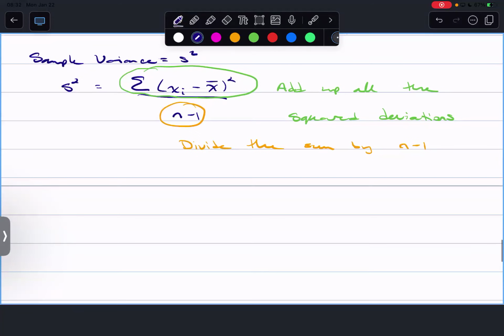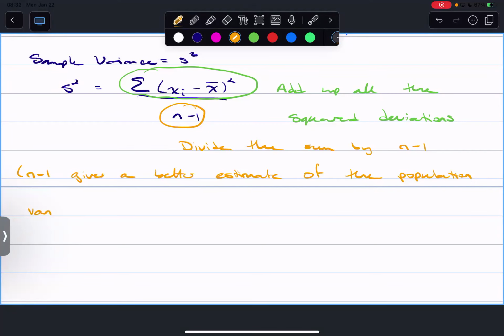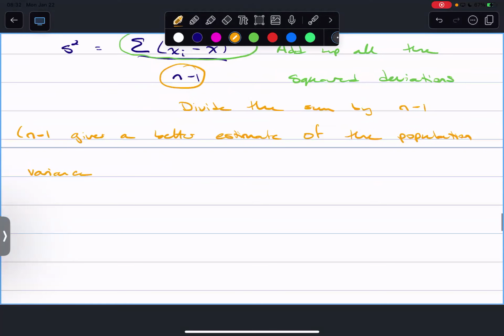Let's see here. I'll just add: n minus 1 gives a better estimate of the population variance than dividing by n does.